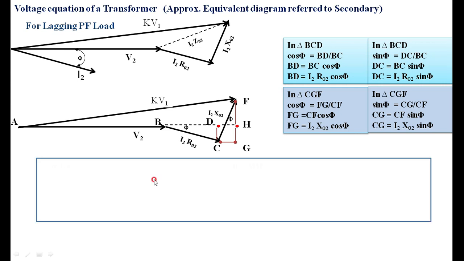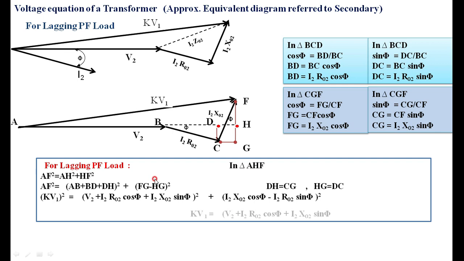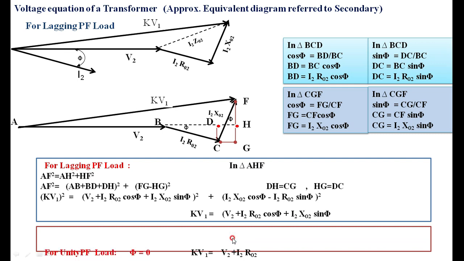Then use the triangles. Once again you have to apply the Pythagoras theorem. Here you are getting K V1 from V2 plus I2 R02 cos phi plus I2 X02 sin phi. After simplification, it is the Pythagoras theorem, so substitute the values and find the K V1. Then for different power factors, for leading power factor, you have to take phi as negative, and for unity power factor phi is equal to 0.